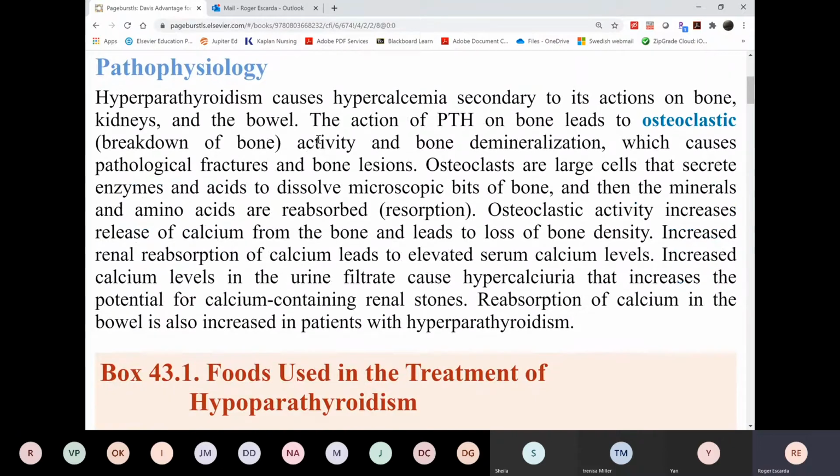All right, so this is the opposite of hypo. In hypo, you didn't have enough parathyroid hormone. This one, you have too much. So now you have increased resorption of the bone, which will lead to bone demineralization. It will weaken because it will be constantly broken down for calcium. That's where the high calcium in your blood is coming from. It's coming from your bone.